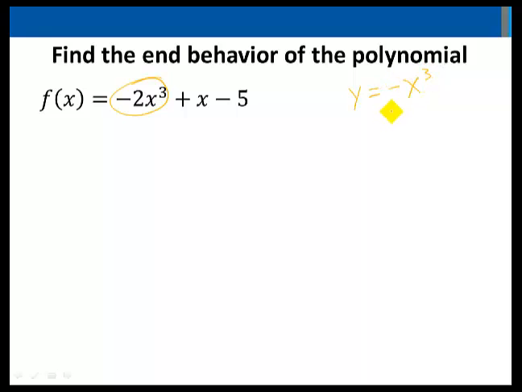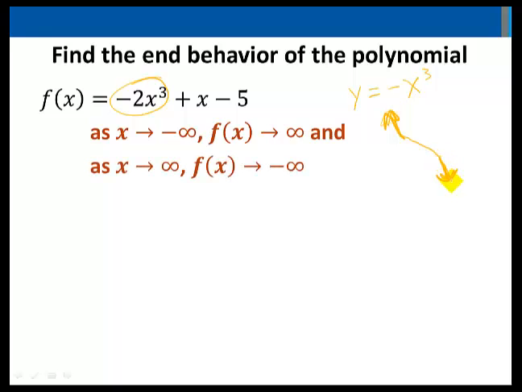So let's see if I can sketch y = negative x cubed, just a quick graph here to get the end behavior. As x approaches negative infinity, f(x) is approaching positive infinity, and as x approaches positive infinity, f(x) approaches negative infinity. So this would be your solution here if you were asked to find the end behavior.